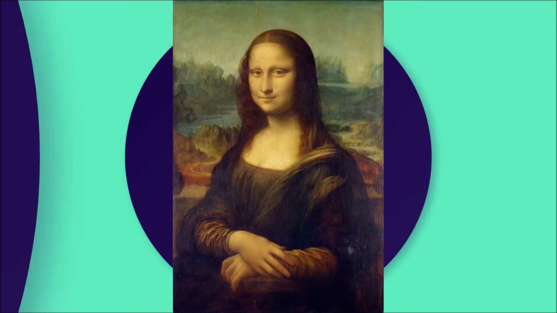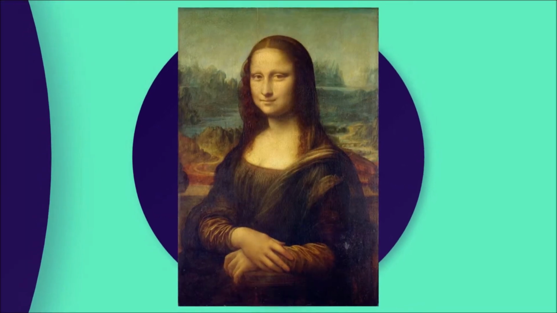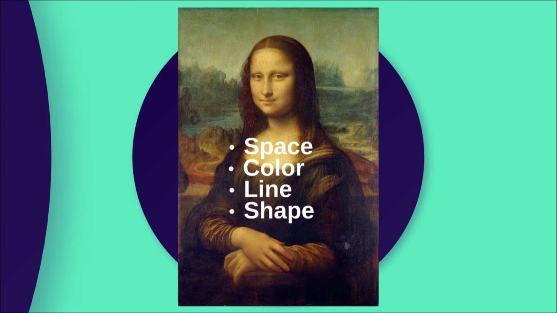Let's look at Leonardo da Vinci's Mona Lisa. This piece uses space created by color. There are lines and shapes creating form. There's value, meaning that there are lighter and darker versions of color. These are examples of the elements of art used to create this piece.